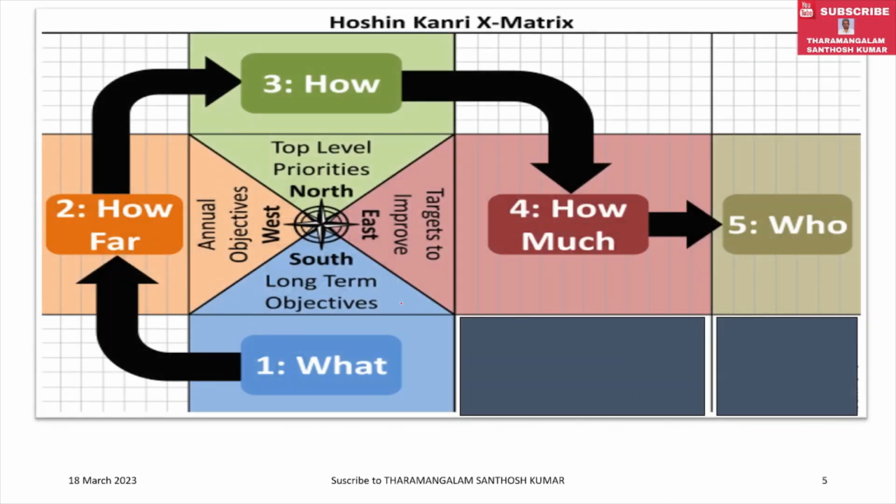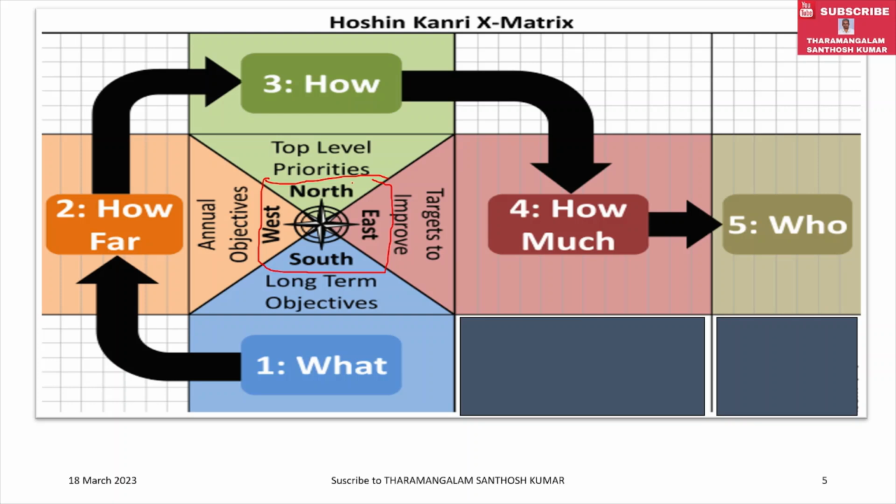Now, let us see what the Hoshin Kanri diagram is, and I shall explain the five-step process involved in it. The first is the direction. As I mentioned, this is a compass needle management tool. You can see the four directions depicted in this Hoshin Kanri matrix. They also call this the X matrix.